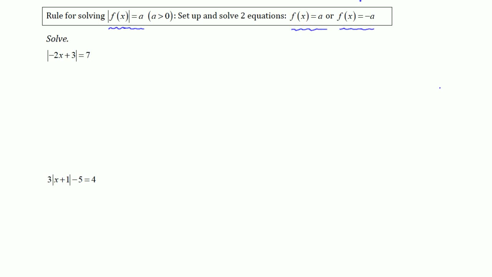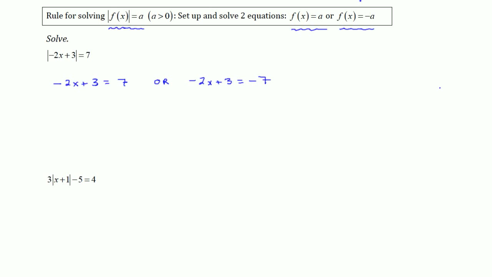We're just using the f of x here as a placeholder to say this could be any expression, and whatever that expression is, we're going to use it twice. So it works better in an example. If we look at this first example, absolute value of negative 2x plus 3 equals 7, we see that 7 is positive, so we're going to follow this model and set up two equations. These equations do not still have the absolute value in them. This is the whole point. My first equation would use positive 7, and then I put an or, and my second equation uses negative 7.